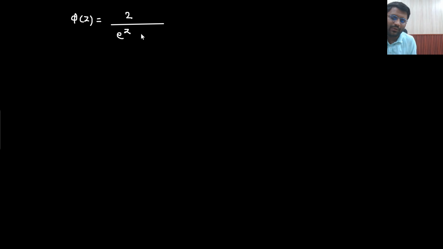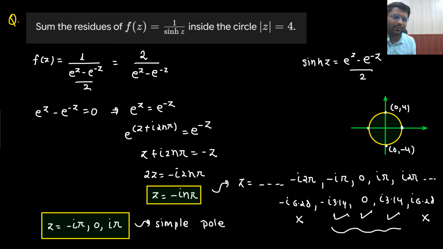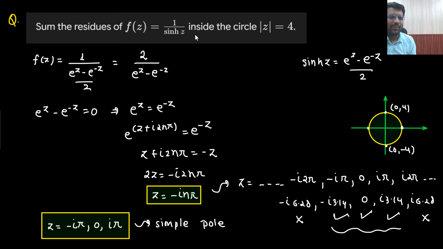So differentiation of e to the power z would be e to the power z only, and differentiation of e to the power minus z would be minus e to the power minus z. So this is the answer you will be getting, although it is cos hyperbolic z only, right? It is cos hyperbolic z only, because what is the differentiation of sine hyperbolic z? That will be cos hyperbolic z. So you are getting the same answer actually.